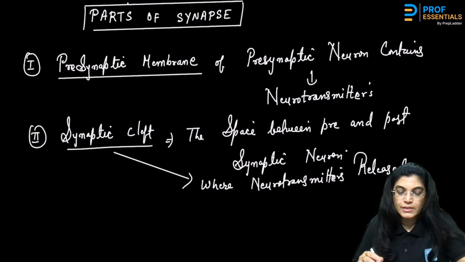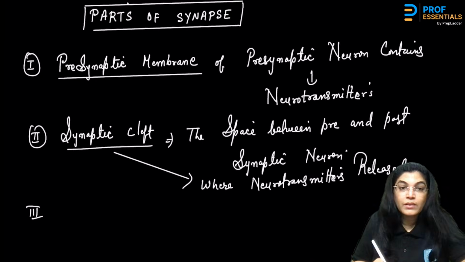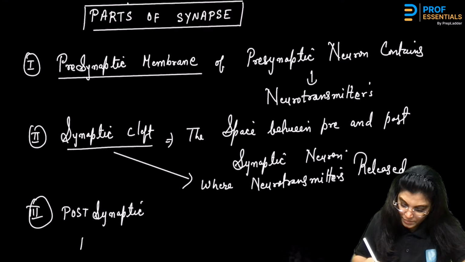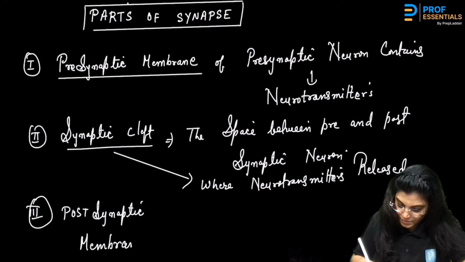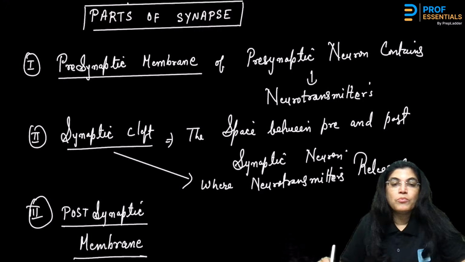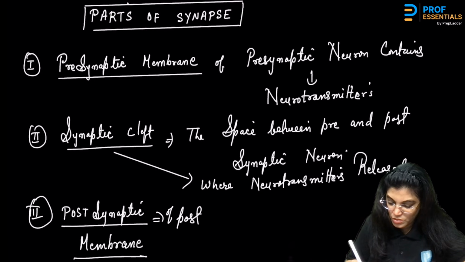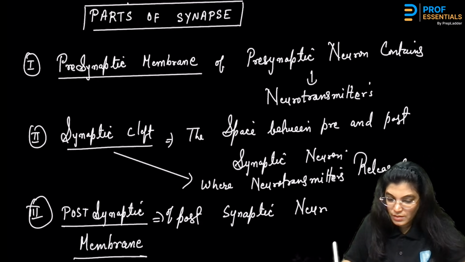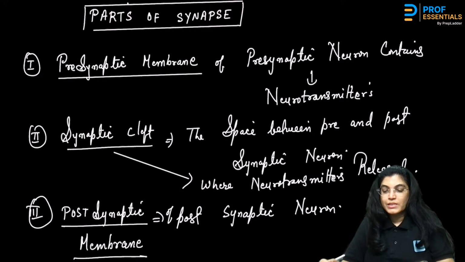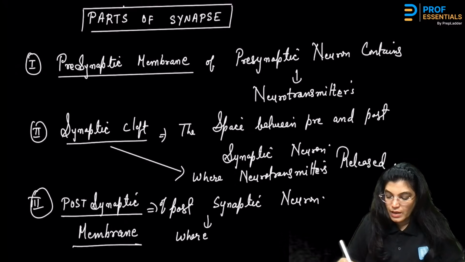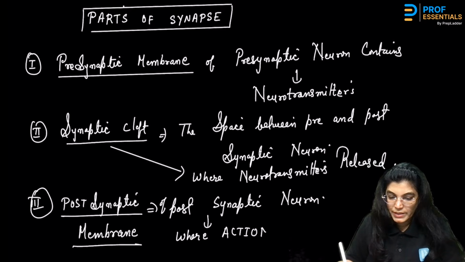The third part is the postsynaptic membrane. Postsynaptic membrane is the part of the postsynaptic neuron where action potential is generated.